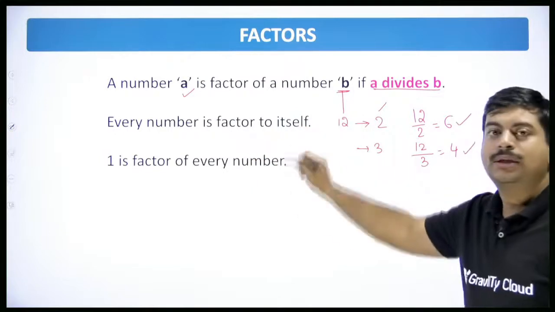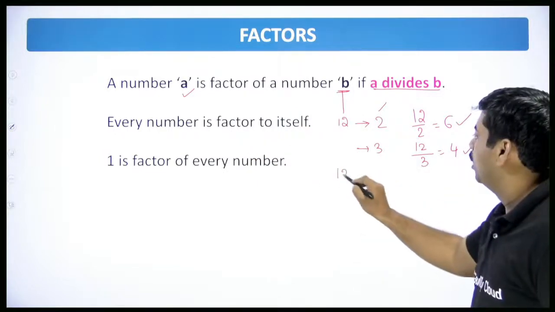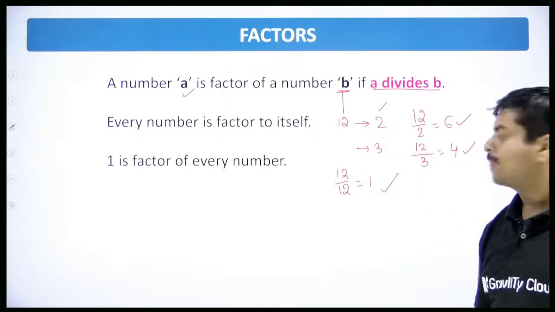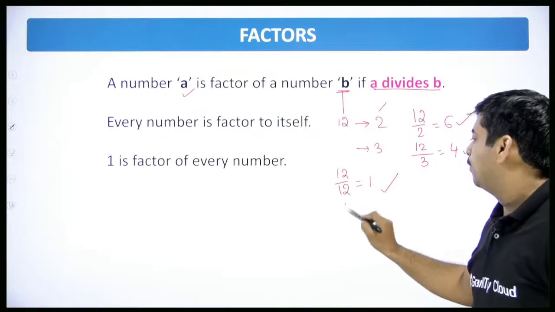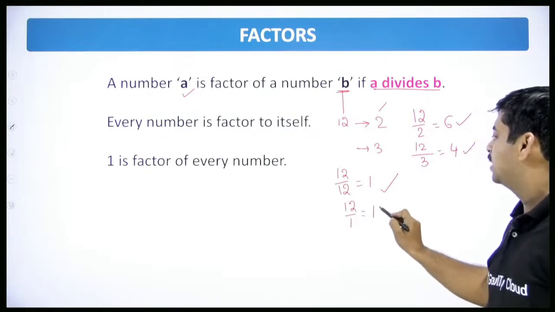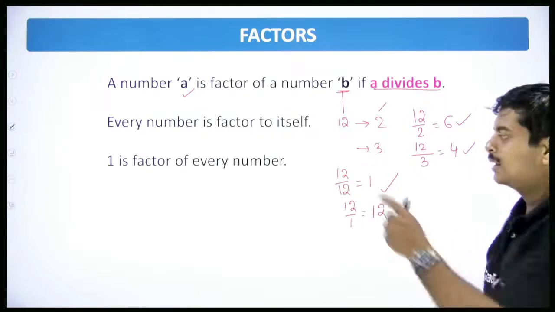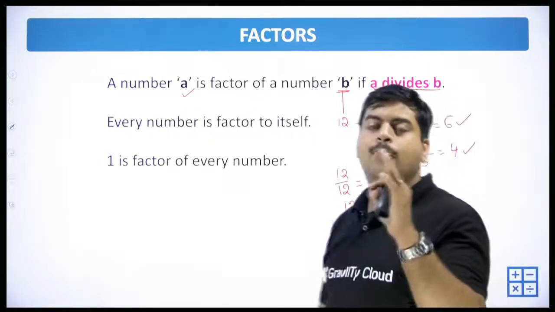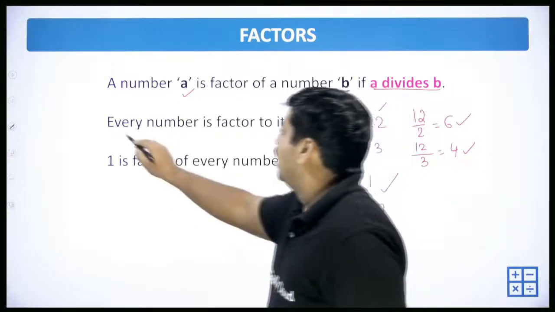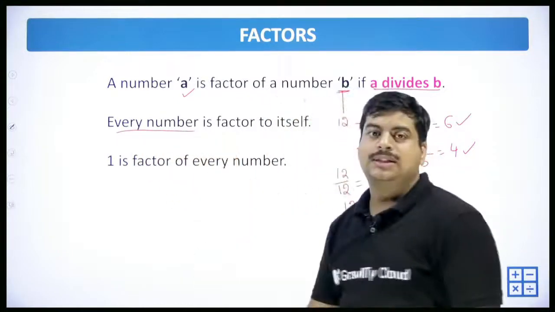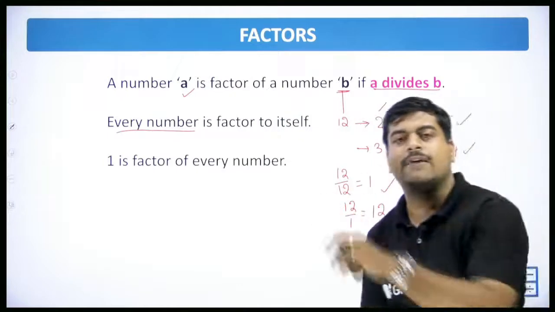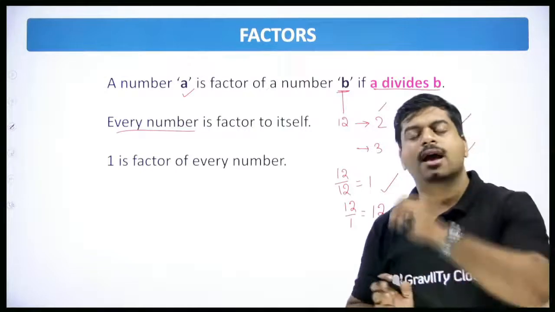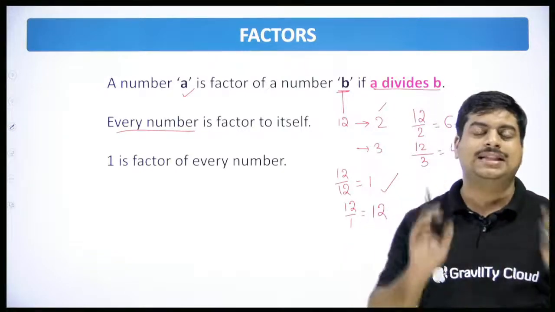Every number is a factor of itself. You can divide 12 by 12 and you will get 1, so 12 is also a factor. You can also divide by 1: 12 by 1 divides exactly and you get the same number. So 1 is a factor of every number. A few important points to note down: every number is a factor of itself. 5 is a factor of 5, 10 is a factor of 10, 100 is a factor of 100. In that way, every number is a factor of itself.